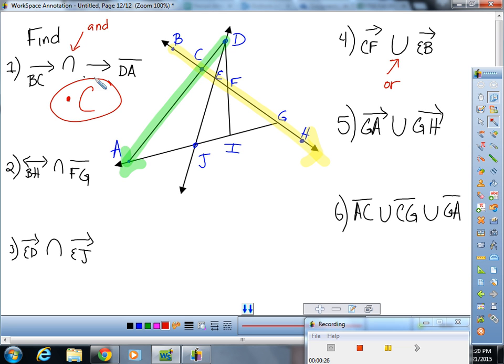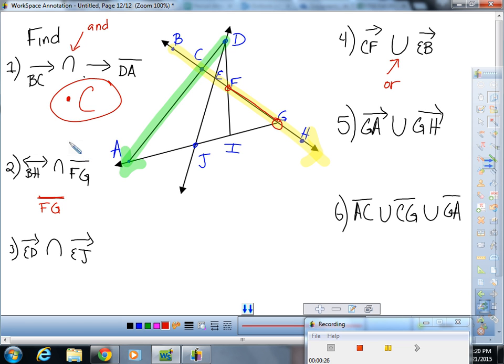What about number 2? All of the points that are on BH and FG. Line BH goes from B to H and continues in both directions forever. Segment FG just goes from here to here. So what points are on segment FG that are also on line BH? And that is simply segment FG. That's the set of all points that are on both of these.